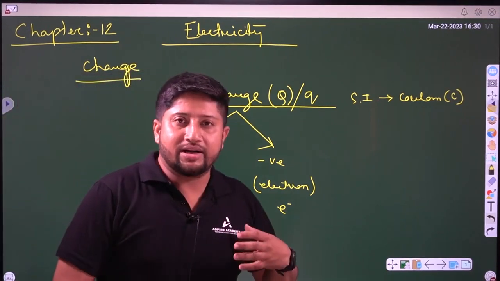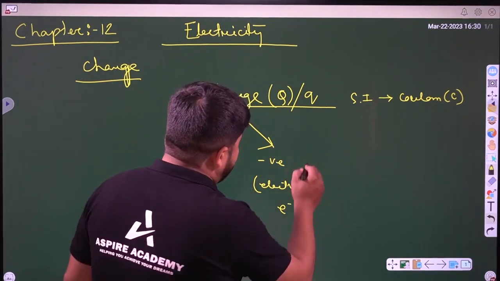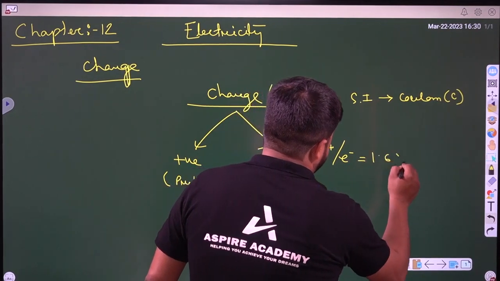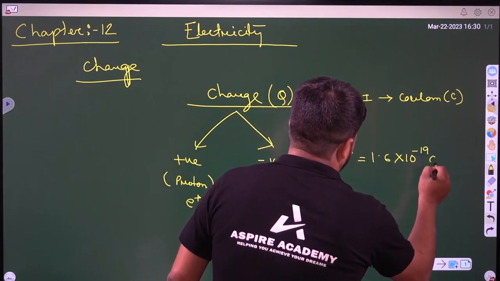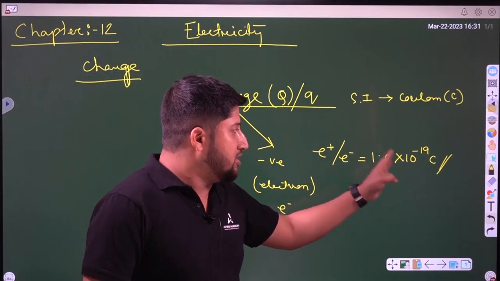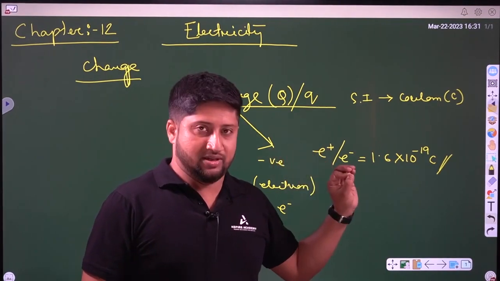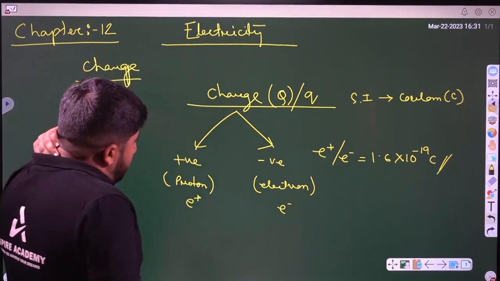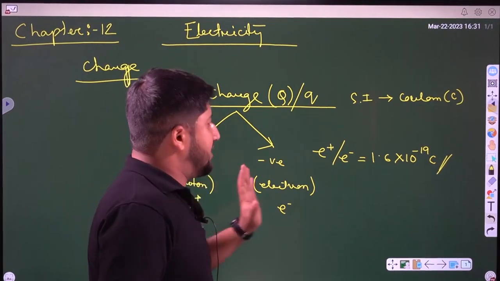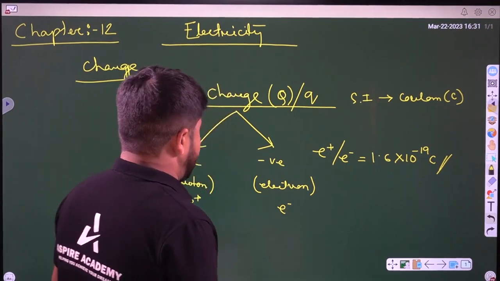Now, what is the value of one electron or proton? The charge of one electron or proton is 1.6 into 10 to the power minus 19 coulomb. This is very important. This is the value of one charge. So charge is the intrinsic property of matter, measured in coulomb, positive or negative, e plus or e minus, with value 1.6 into 10 to the power minus 19 coulomb.